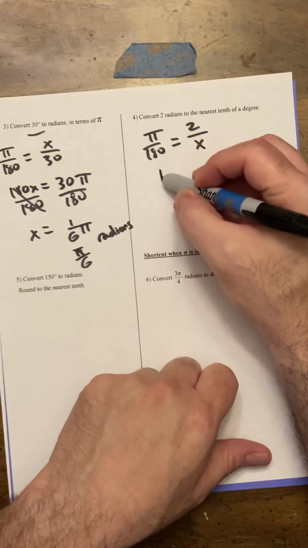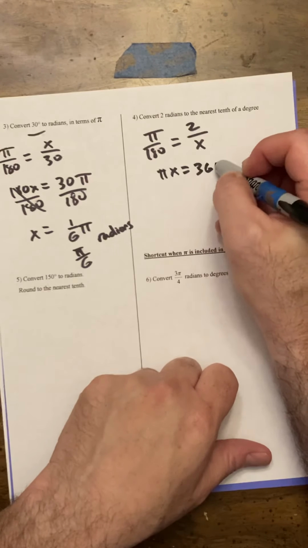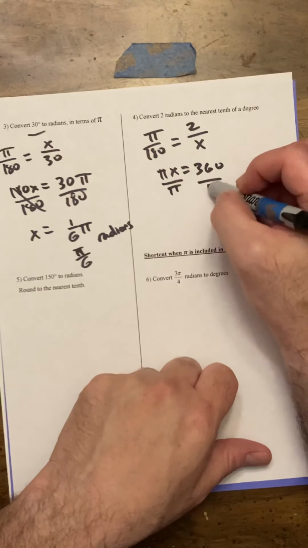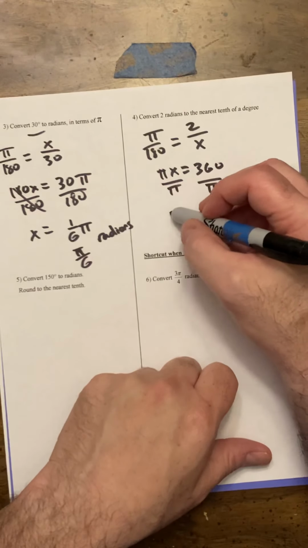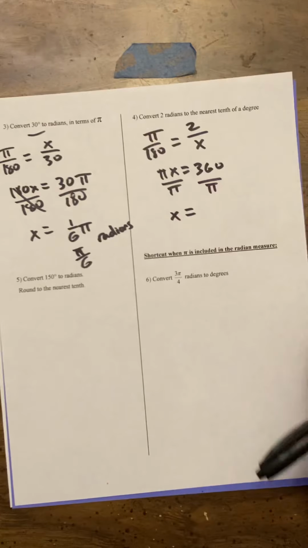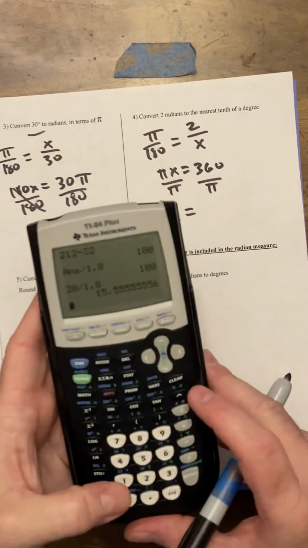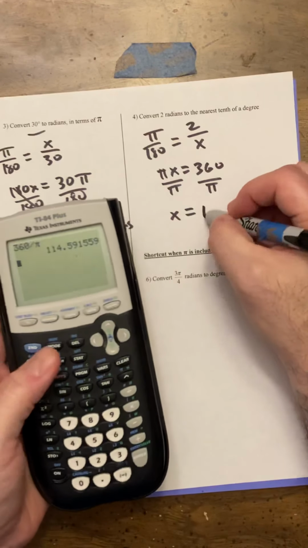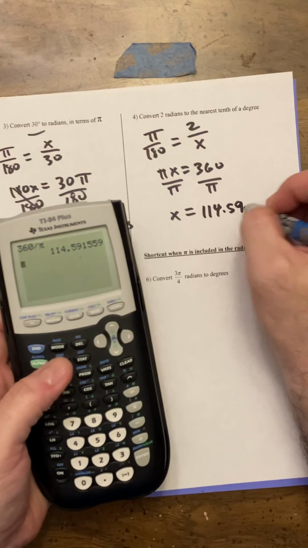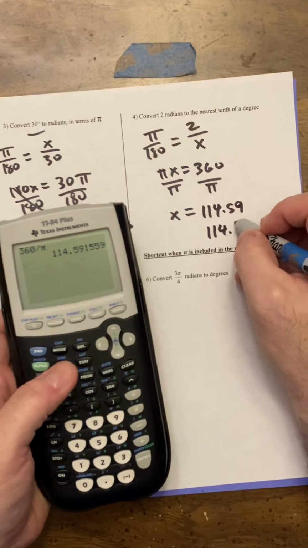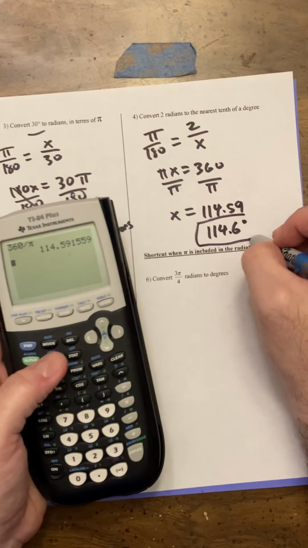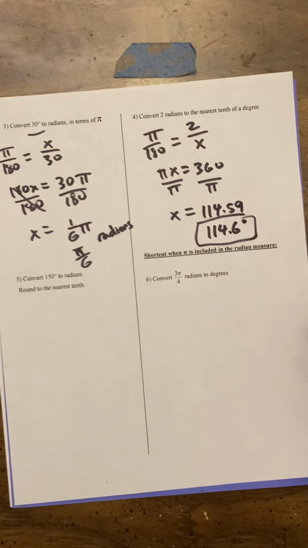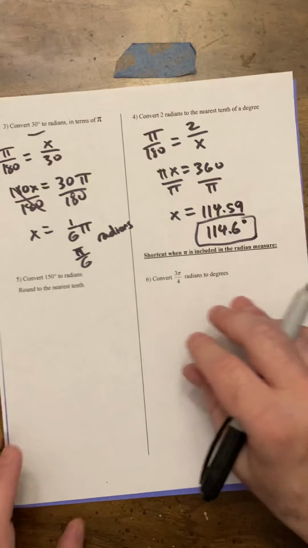Cross multiply. Pi x equals 360. Divide by pi. And you get x equals, now it says to the nearest tenth of a degree, so we'll do 360 divided by pi, 114.59. That becomes 114.6 degrees is the degree measure that's equivalent to 2 radians. Okay, let's see the next one.